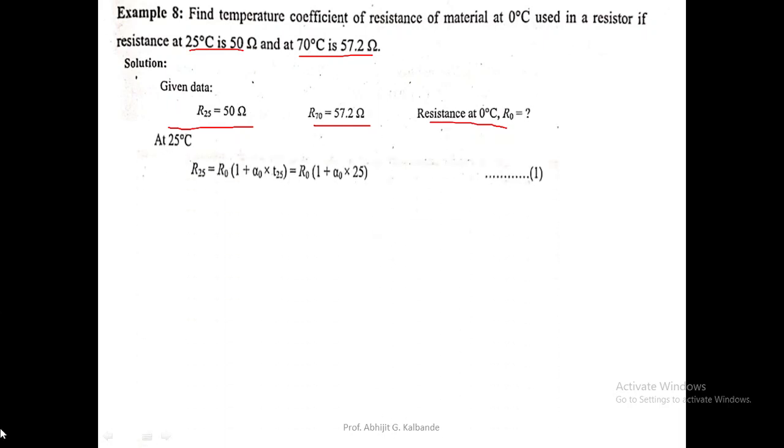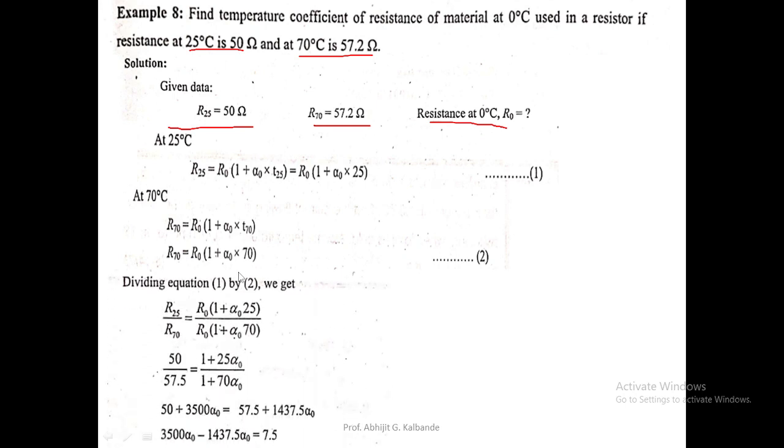So for that purpose, at 25 degrees Celsius, we just write here the formula: resistance at 25 degrees Celsius, R25, will be equal to R0 into (1 plus alpha 0 into 25), because the temperature is 25 degrees Celsius. Okay. Now after that, at 70 degrees Celsius, R70 is equal to R0 into (1 plus alpha 0 into T70). यहाँ पे भी temperature is 70 degree. We just put those values here.